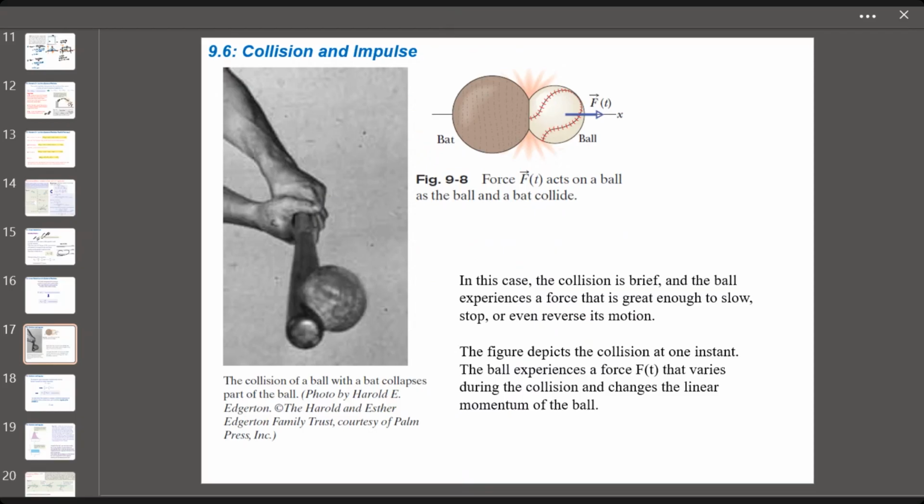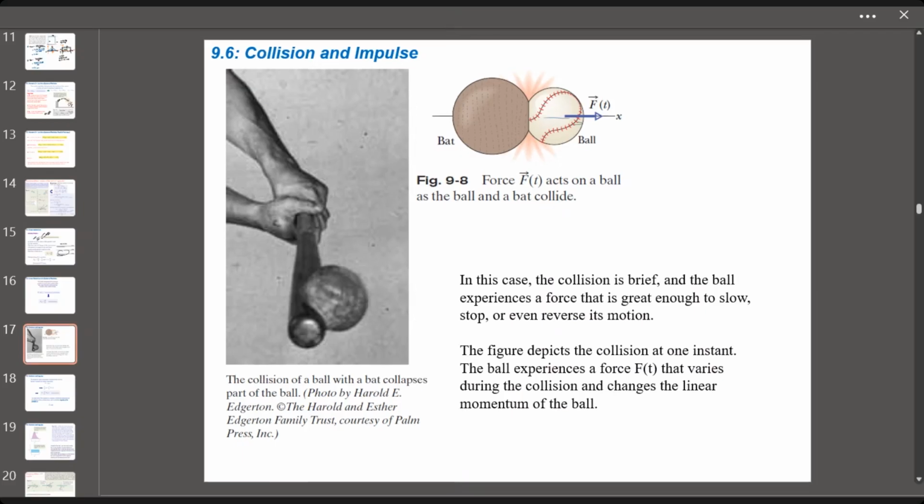So what I'm going to discuss next is, because of what I just said, having a force will lead to a change in the linear momentum. That's what basically happens in collisions as well. In collisions, I have a brief force, a force that occurs in a very short time, but is strong enough to slow or stop or even reverse the motion of an object. You can see in the figure here, we have a collision between the bat and the ball, the front view, and there is basically a force acting on the ball, changing its motion essentially.